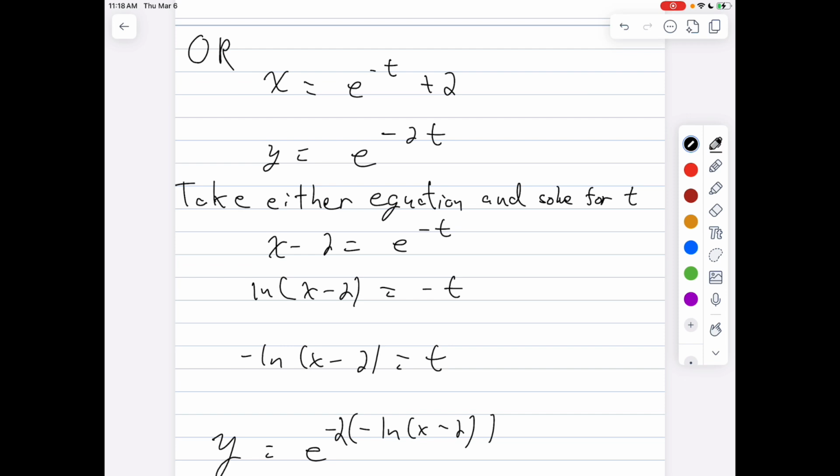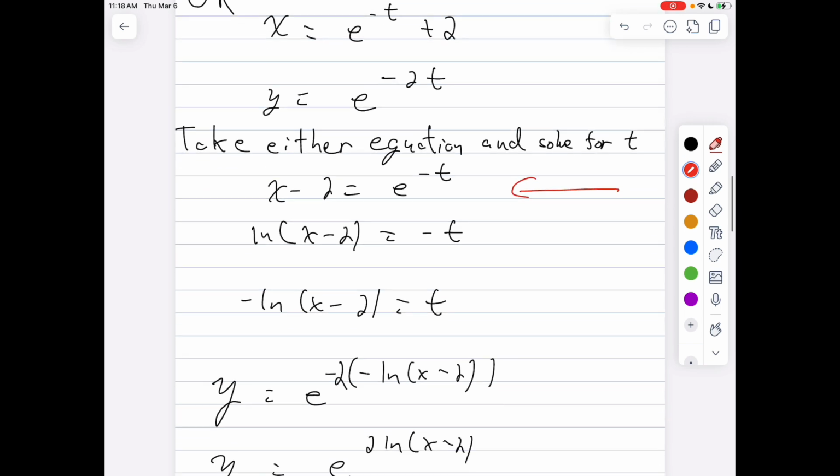And we're going to do this by solving for t. So you'll take either one of your equations. It does not matter here because either one of these is somewhat okay to solve. But let's say I take x. And what I'm going to do is solve for t. So first thing I do is I subtract 2 from both sides.